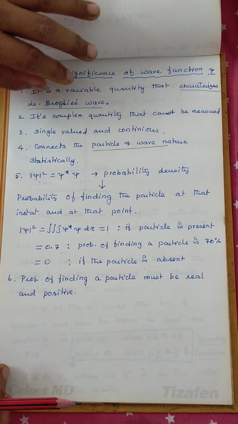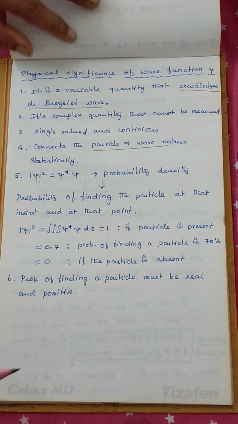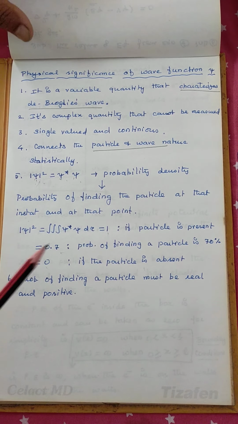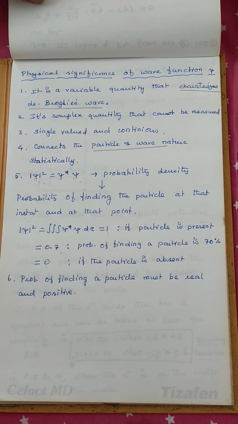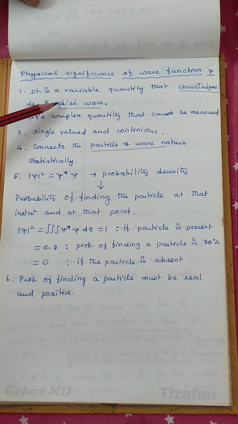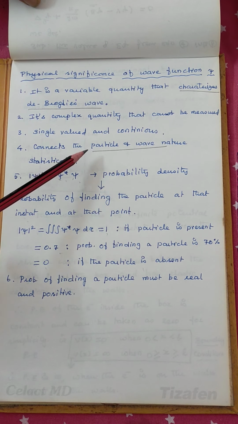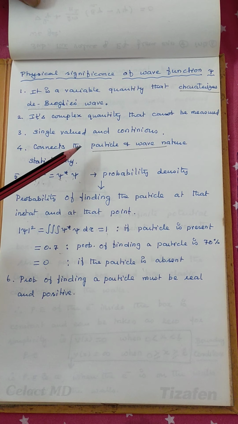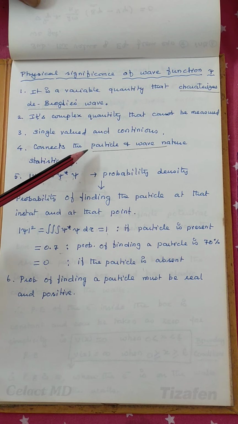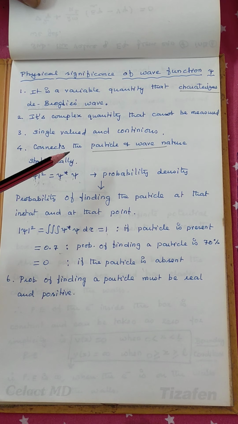equation. In quantum mechanics, we frequently use the wave function. So we should know what the physical significance of the wave function psi is. Usually, psi characterizes the de Broglie wavelength. That means it connects the particle and wave nature of a particle statistically.